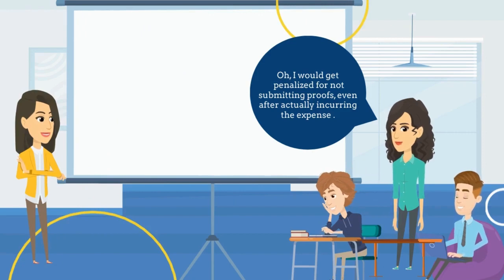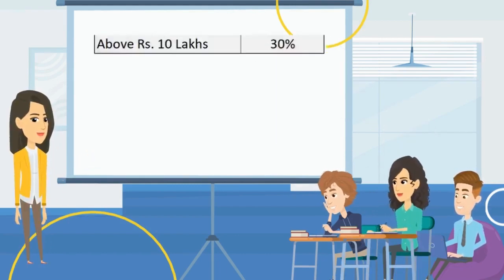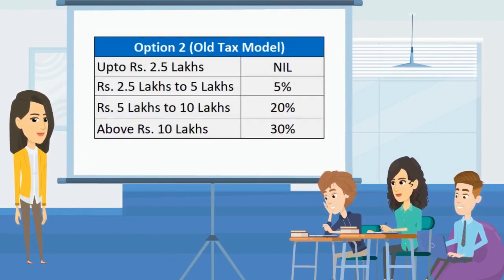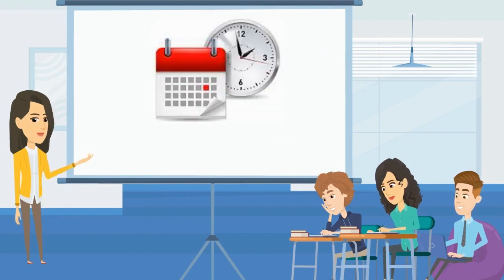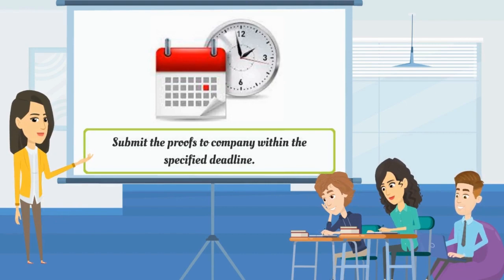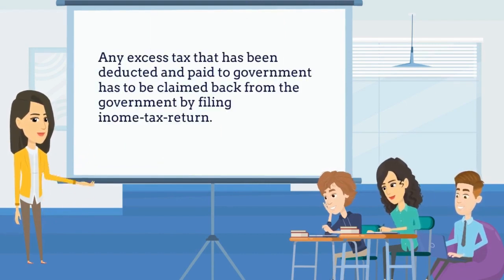Oh. Would I get penalized for not submitting proofs, even after actually incurring the expense? Yes, unfortunately. If you choose Tax Model 2, it is your responsibility to fulfill the commitments you have made in the investment declaration, and also submit the proofs to the company within the specified deadline. Any excess tax that has been deducted and paid to government has to be claimed back from the government by filing the income tax return.